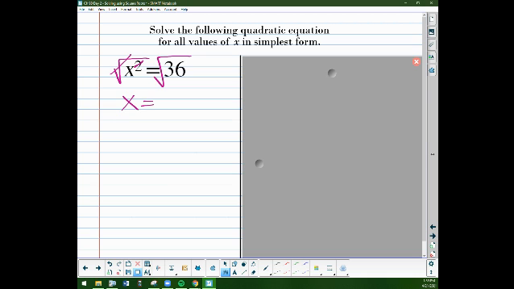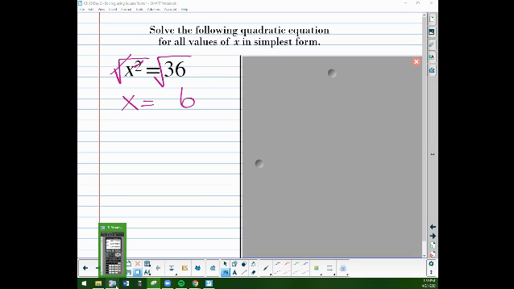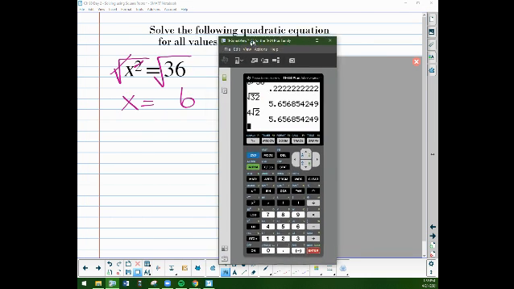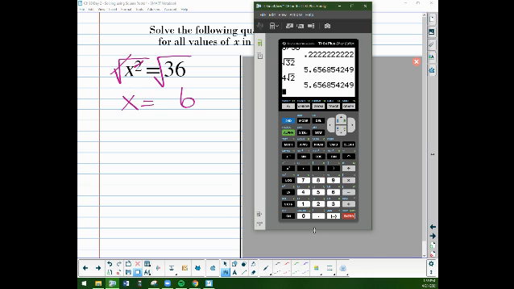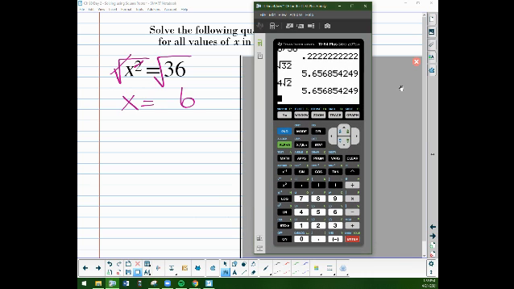Now, before I write my answer, actually, no, I'll write it. I'm going to leave a space though. Okay, it's not just 6. All right, and I'm going to use my calculator to demonstrate this. Yes, the square root of 36 is 6, but my solution is not just 6, okay? And here's why. I want values of x that make this true.